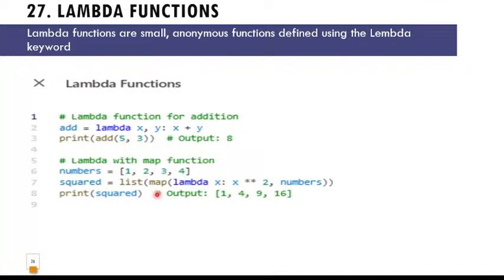Lambda function. Lambda functions are small and anonymous functions defined using lambda. Lambda function for addition: add is equal to lambda x, y, then print add. Lambda with map function: numbers 1 2 3 4, squared is list map lambda x.